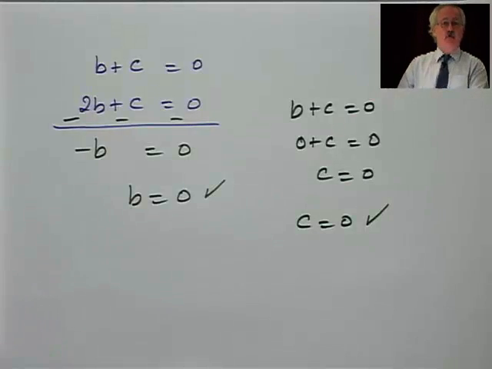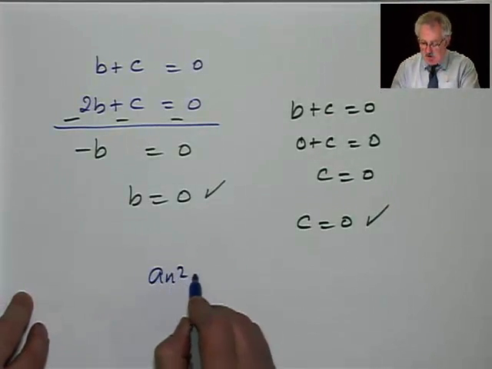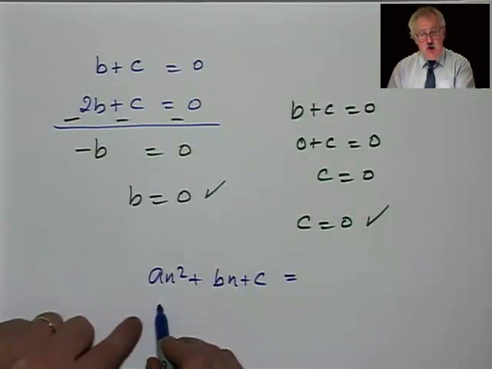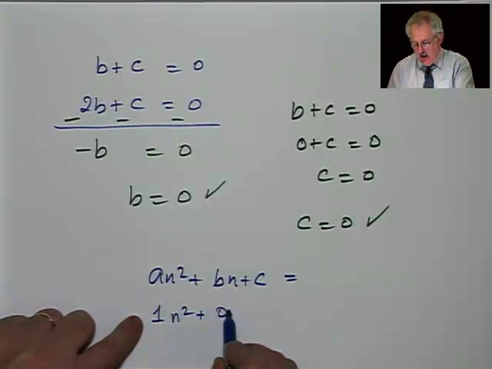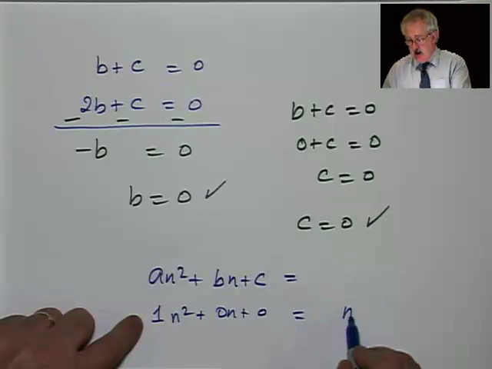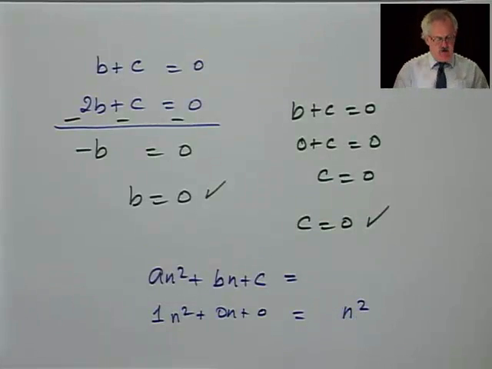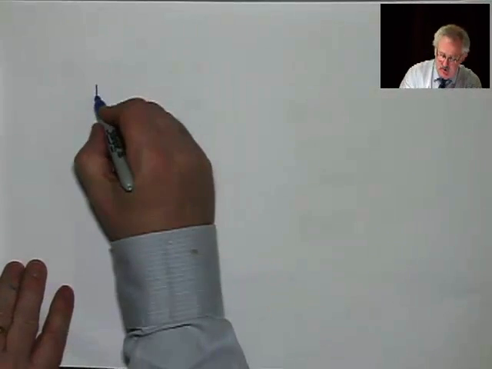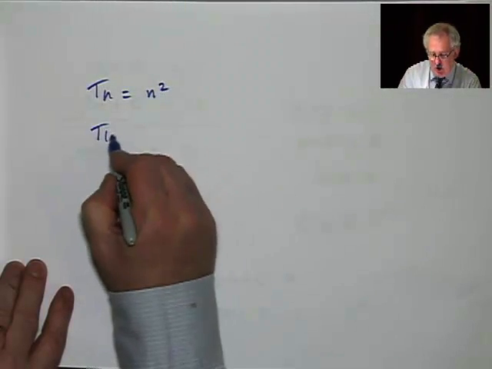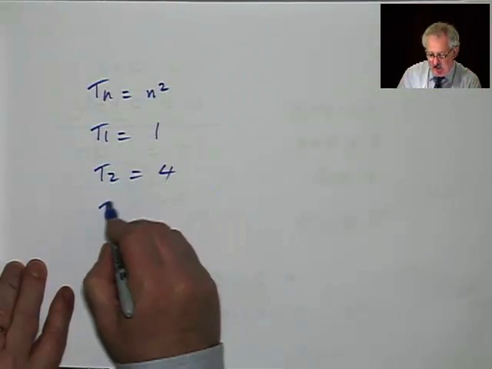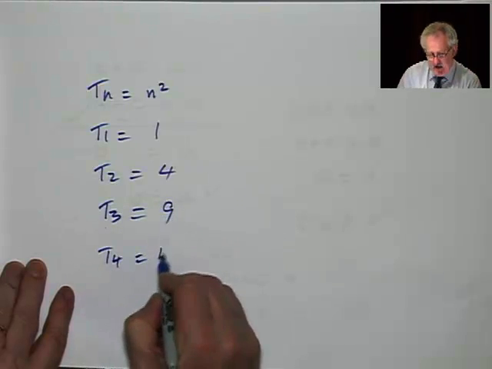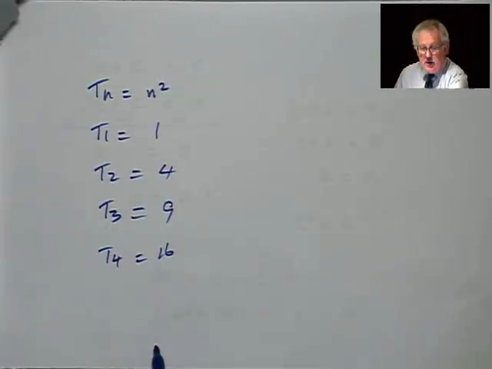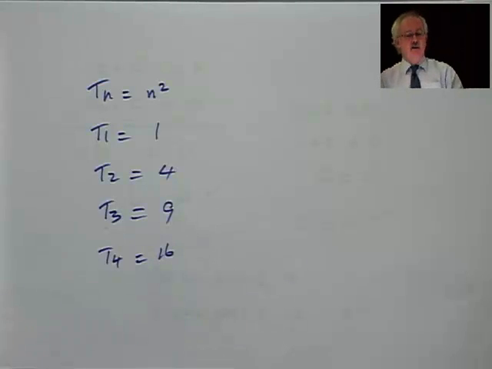So it's a very boring equation we got. We got an squared plus bn plus c, and for a we got 1. So 1n squared plus no n plus no 0. We just got n squared. So effectively what the quadratic was telling us was that the nth term was actually n squared. T1 was 1, T2 was 4, T3 was 9, and T4 was 16. Exactly the particular sequence we were working from in the beginning. So that's how we solve it, and we get our Tn that way.